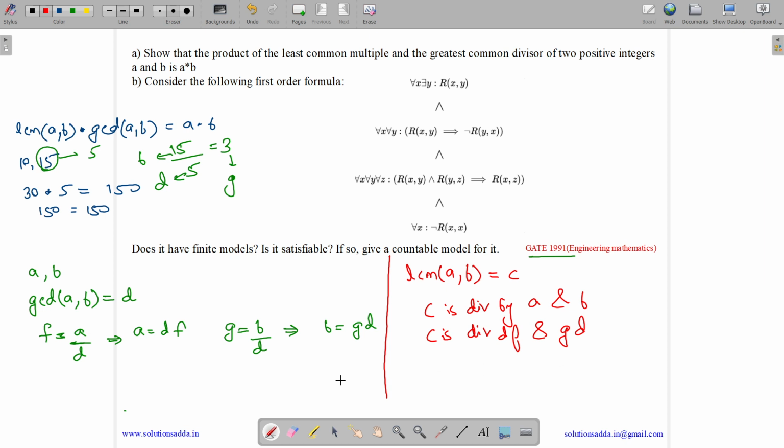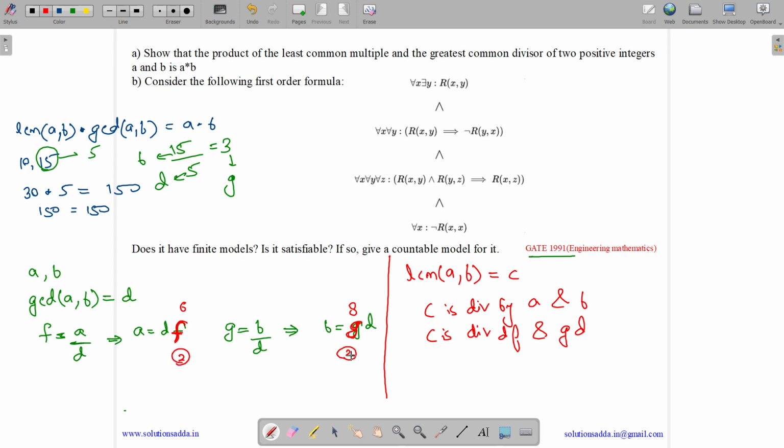Now observe one thing. You can easily see that F and G do not have any other common factor. Why? Because let us suppose F and G had some common factor as 2. Let us suppose F was 6 and G was 8. Then they have a common factor as 2.